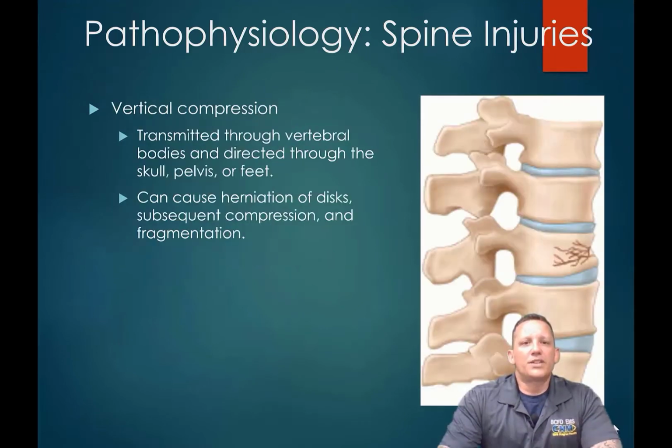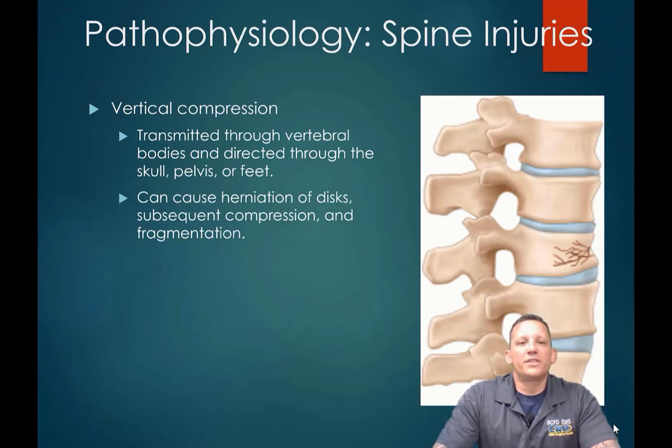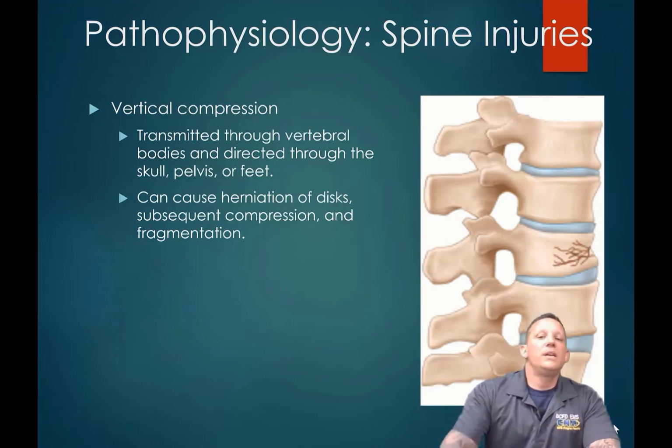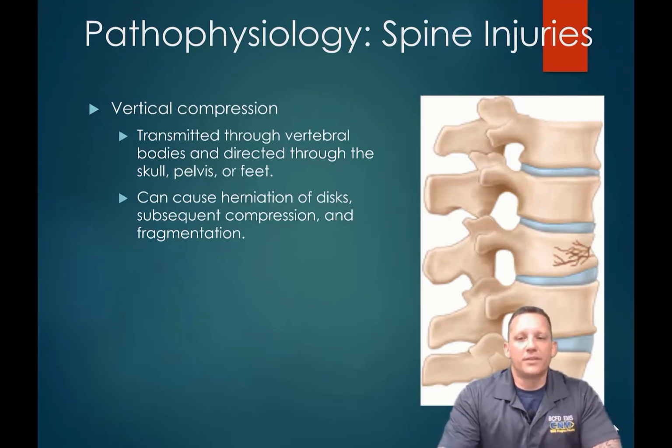We can have vertical compression, and this is transmitted through the vertebral bodies, and it's directed through the skull, the pelvis, or the feet, and it can cause herniation of discs, compression, and fragmentation. And this injury pattern is, say, somebody that's falling and they land on their feet and they send all of the force up through their spinal column, which would cause that kind of compression fracture.